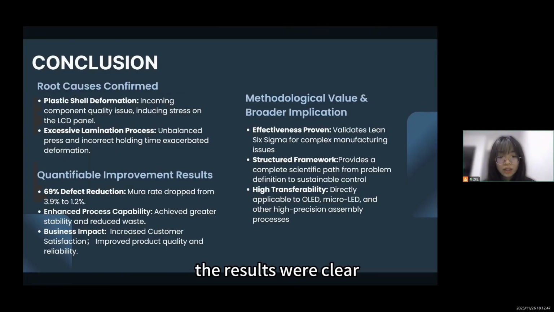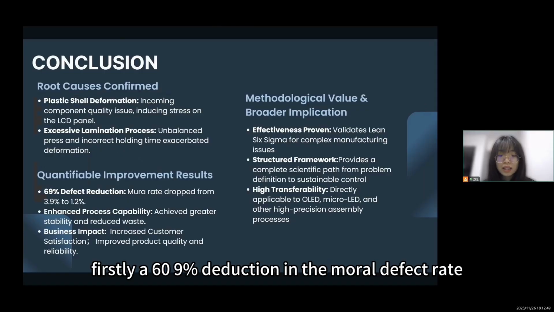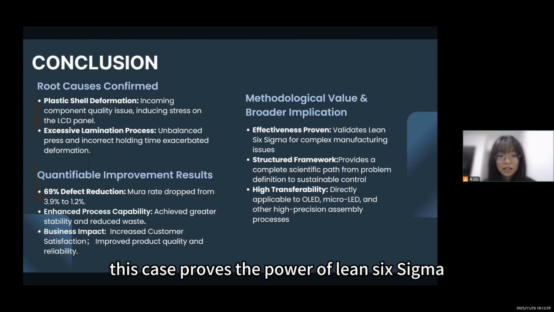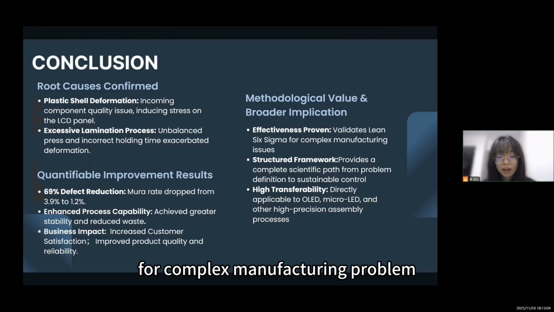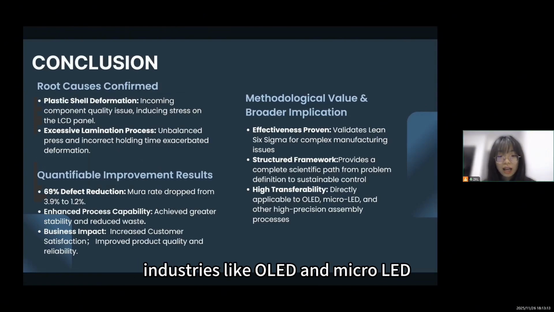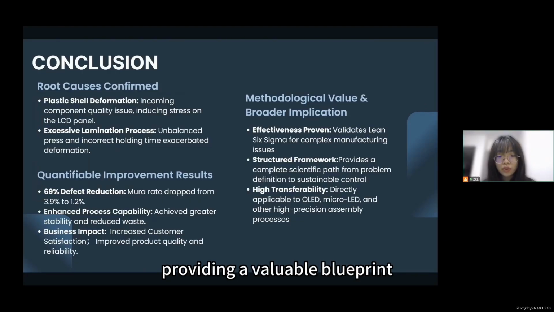The results were clear. Firstly, a 69% reduction in the Mura defect rate. Secondly, greatly improved process stability and low costs. This case proves the power of Lean Six Sigma for a complex manufacturing problem. The method is not just for LCDs, it's directly applicable to other high-precision industries like OLED and micro-LED, providing a valuable blueprint for future quality improvements.